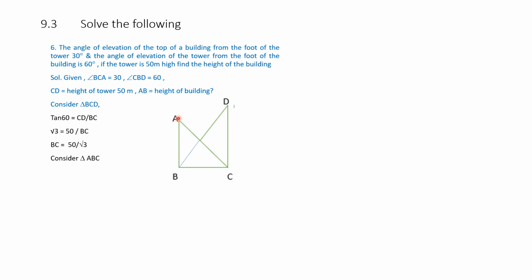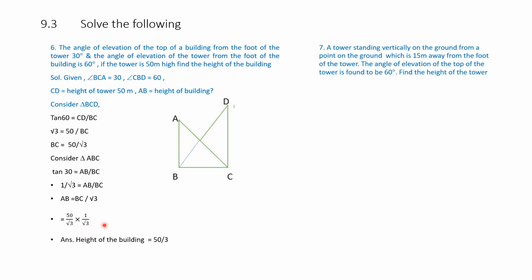Next, consider triangle ABC. Tan 30 is equal to AB by BC in this triangle. Therefore, 1 by root 3, since tan 30 is 1 by root 3, is equal to AB by BC. Therefore, AB is equal to BC divided by root 3. BC we have calculated previously as 50 by root 3, so 50 by root 3 into 1 by root 3 is equal to 50 by 3. That is the answer for this.